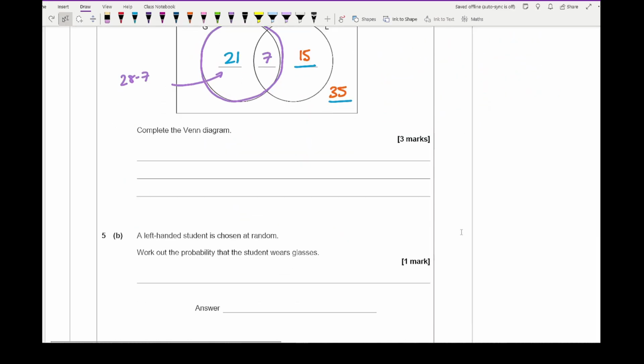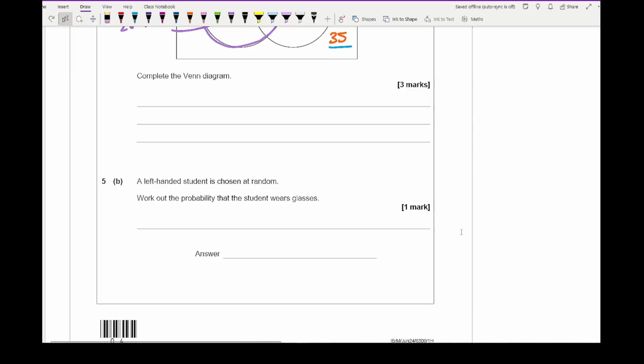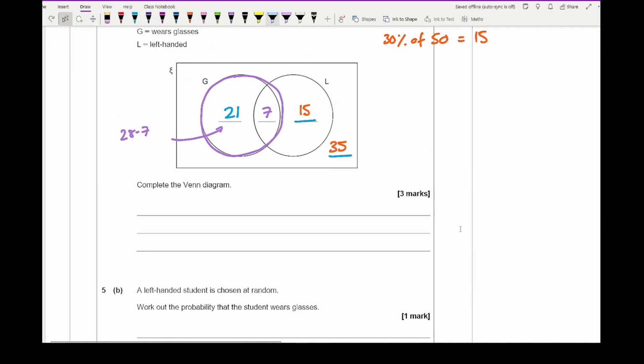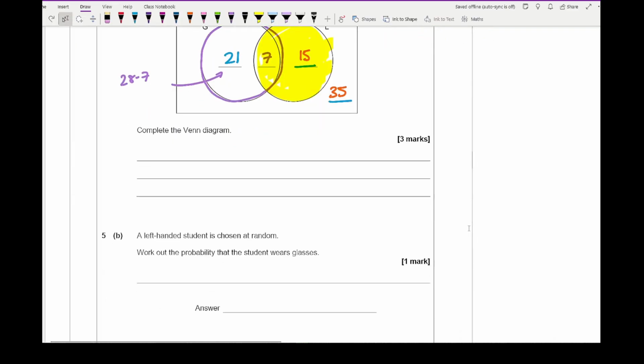And that's my completed Venn diagram. Then for 5b, it says a left-handed student is chosen at random. So that's going to be from this circle here, in which we've got 22 students. It says work out the probability that the student wears glasses. Of these 22 students, 7 wear glasses, so it's 7 over 22.